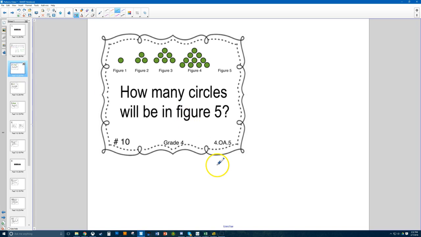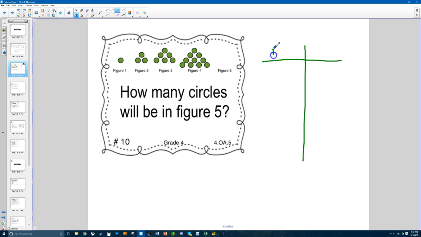But not all patterns are repeating. Sometimes you have growing, also known as increasing, patterns. This is an increasing pattern with shapes, and one of the best ways to solve these types of questions when it's not repeating is to make it into a table. Tables are really simple. I usually do vertical tables.